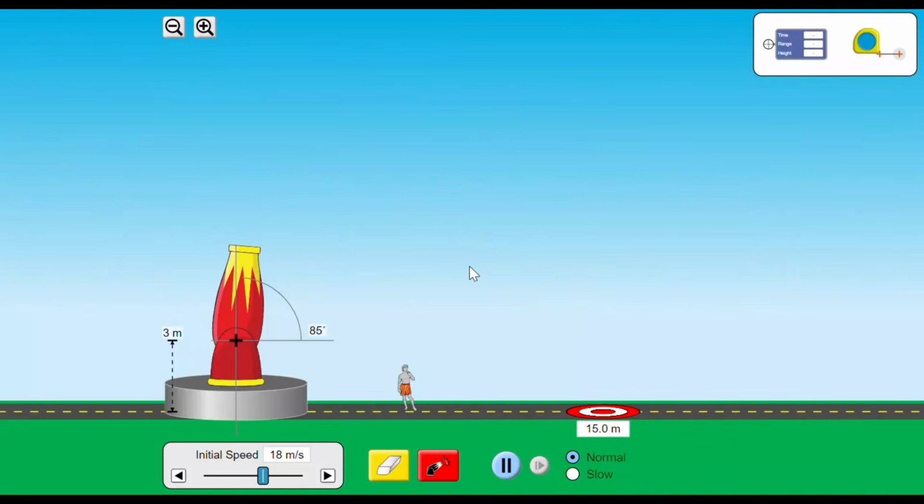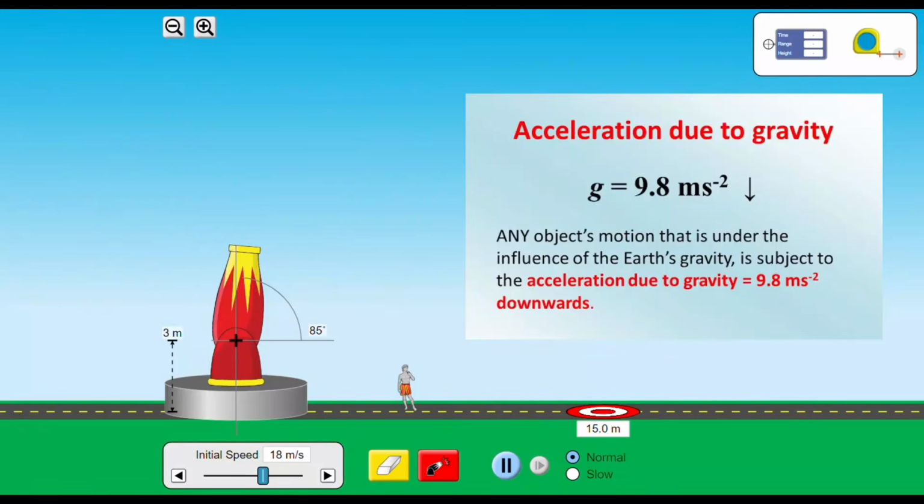There's two things I want to point out. First, let's focus on the acceleration. The acceleration is always 9.8 meters per second squared downwards at any part of the motion: at the maximum height, at the start of the motion, and as the ball strikes the ground. At any part of the motion, the acceleration is 9.8 meters per second squared downwards.